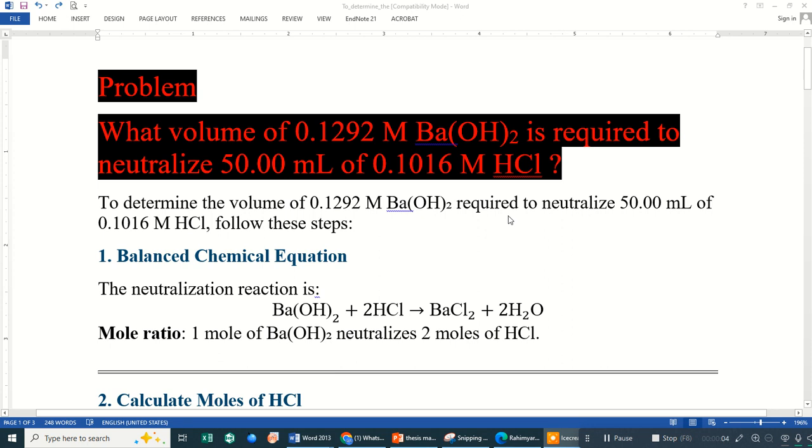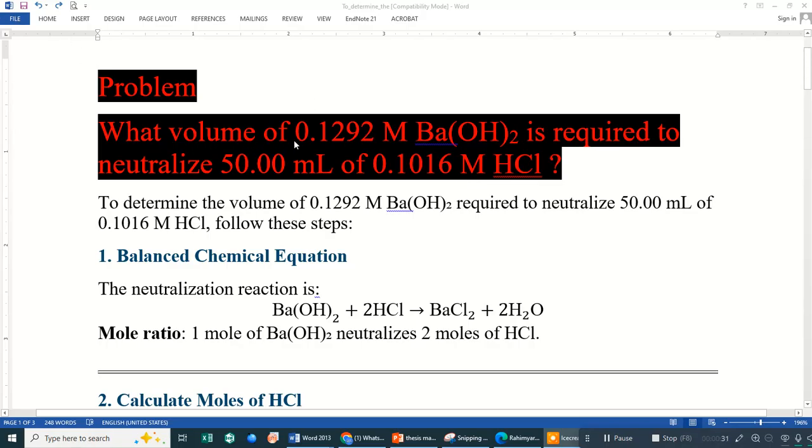Some chemistry numericals have more than one method to solve. Maybe they have two methods, maybe three or four methods. Today we will discuss the same kind of numericals related to acid base titration.